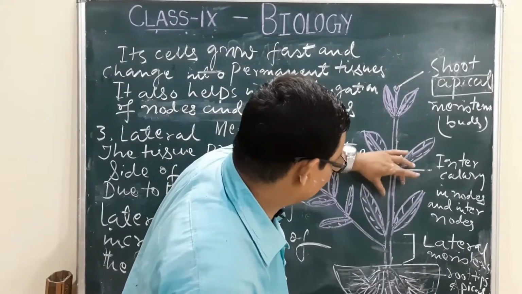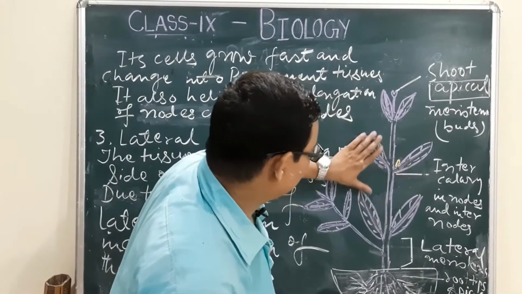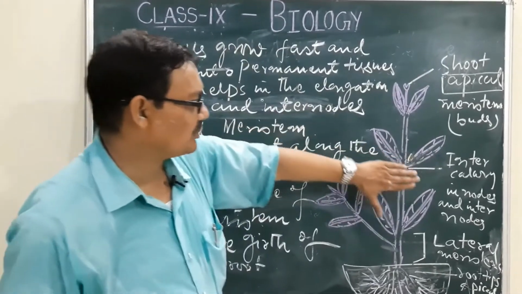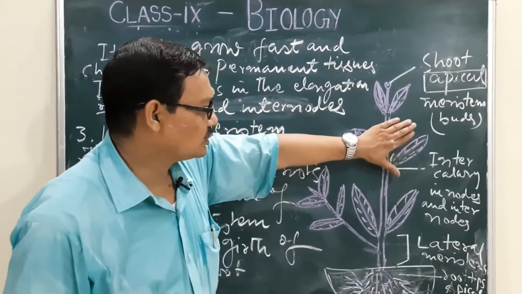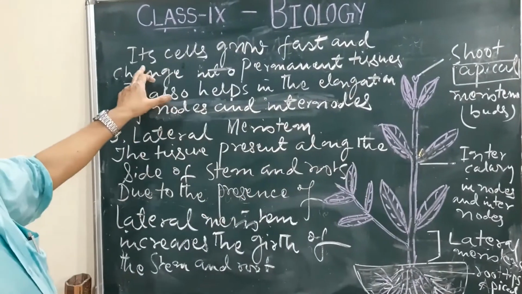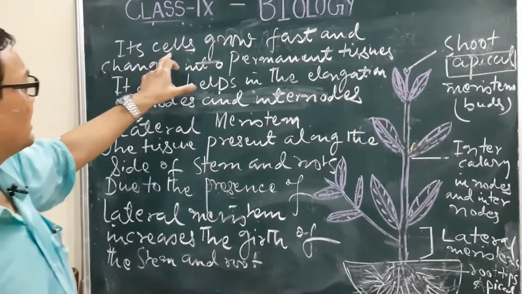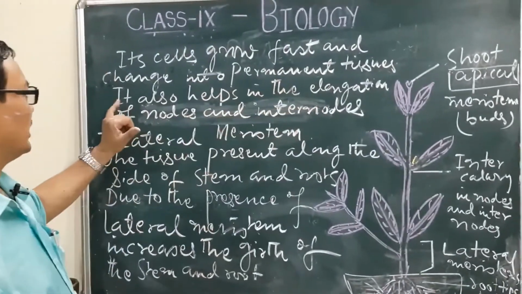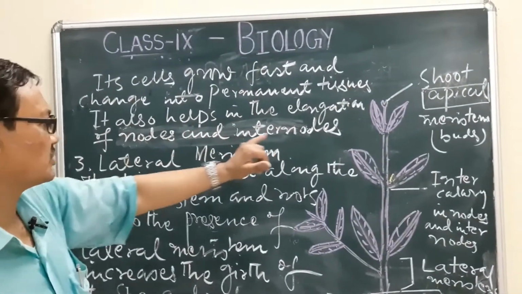And from the node and between the two nodes, where there is the internode part of the stem, these are all related with the growth of the branches and twigs of the plant. Here it is written that its cells grow fast and change into permanent tissues. It also helps in the elongation of nodes and internodes.